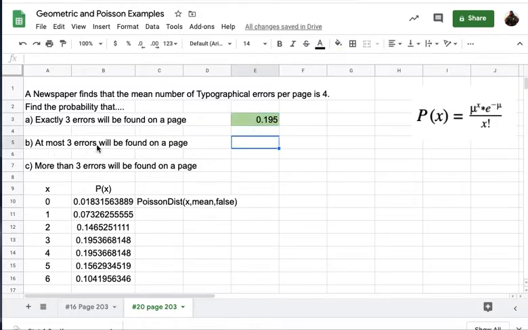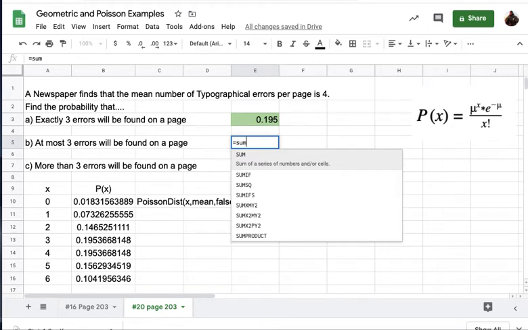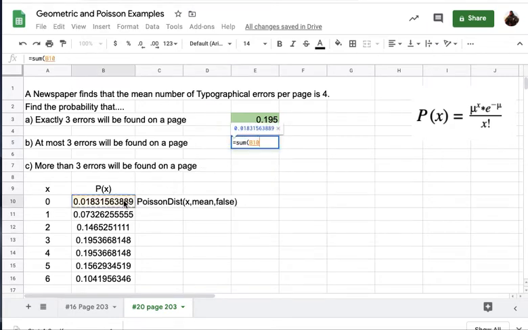Next one says, at most 3 errors on the page. Well, at most 3 means no more than 3, but 3 and anything below it would be acceptable. So we need to add up 0, 1, 2, and 3. We're just going to come up here and type equals the sum. And we'll go highlight our cells, 0, 1, 2, and 3. Close our parentheses, enter. We get 0.433, which again is the correct answer according to the textbook.